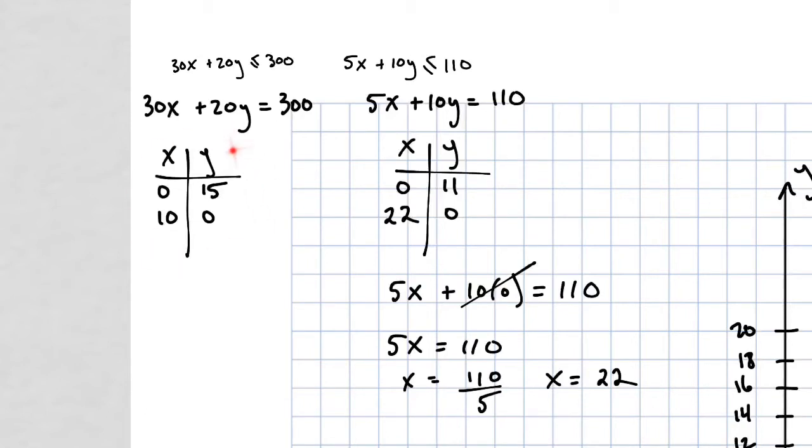Now with these t-charts, we have our 2 points. For our first equation, we have the points (0, 15) and (10, 0). So those are our 2 points to draw our line for this first equation. For the second equation, we have (0, 11) and (22, 0). With these 4 points that we've just figured out, we're going to be able to draw some lines on a graph, and then we'll put the inequality sign back in to shade in one side of the graph or the other.